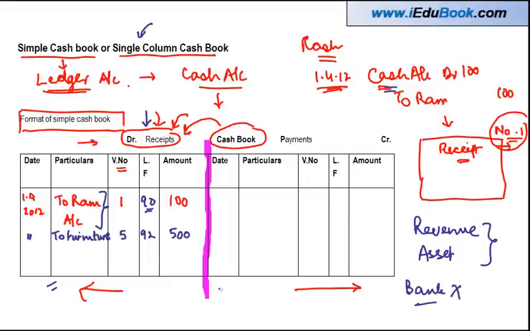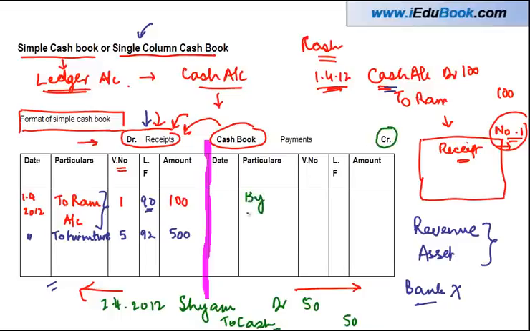How about a payment? Let's say I make a payment to Sham in cash, 50 rupees, and let's say this transaction happens on 2/4/2012. Now in this case, the cash is being credited. So I will write it on the credit side and I will write by Sham, date 2/4/2012. Voucher number, whatever that might be, let's say 10. The ledger folio, again 95, anything can be there, and the amount is the amount of the transaction.